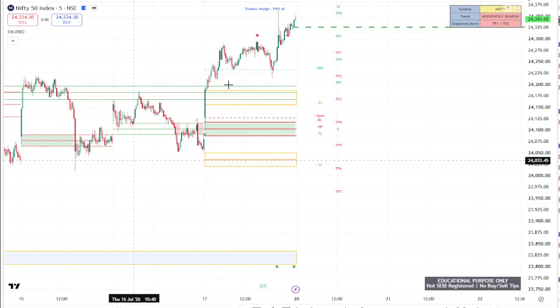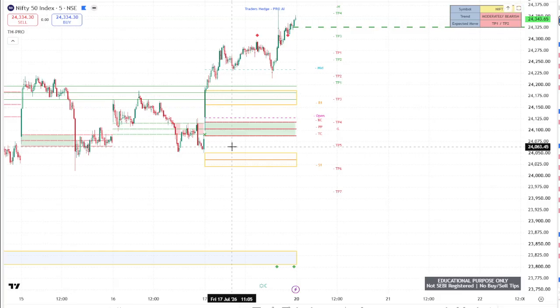How are these bands implemented, and what is the usage of these bands? You can check out the videos in the Traders Hedge app, where I have explained in detail how this works.